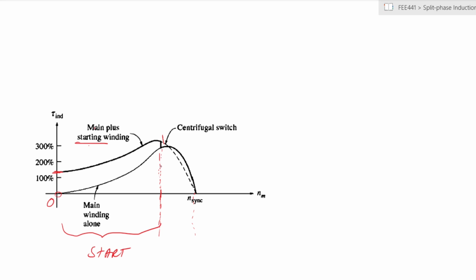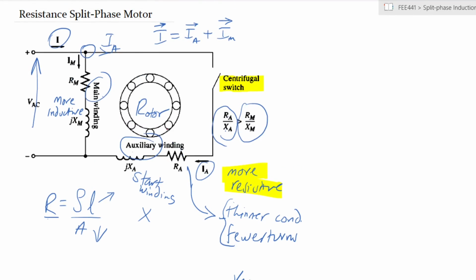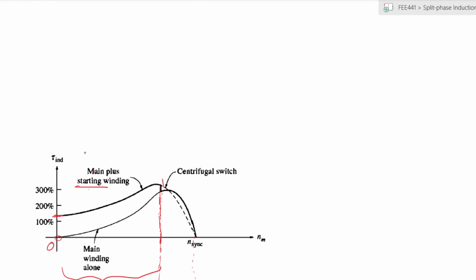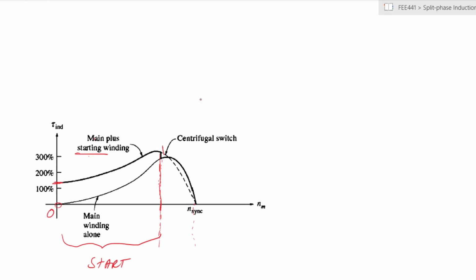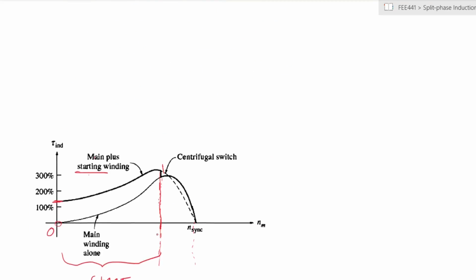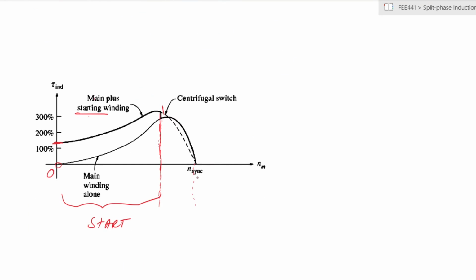At this point, once we reach this point, that is where now we have your centrifugal switch that switches out this part of the motor. These windings are switched out of the circuit, and you remain with only the main winding. So that is the running phase of operation, whereby you have your main winding running by itself.